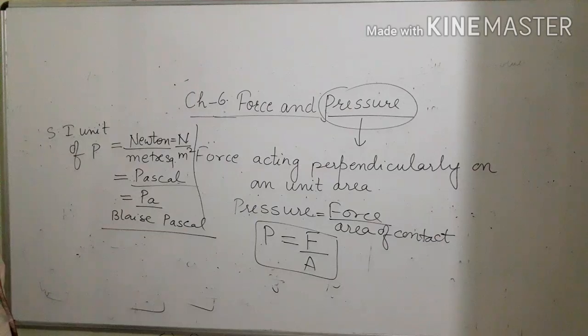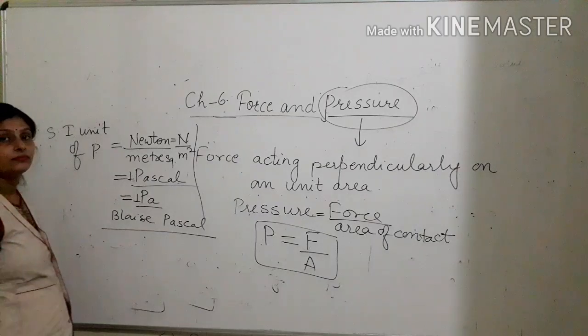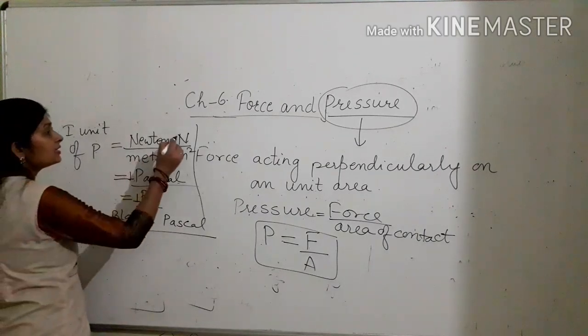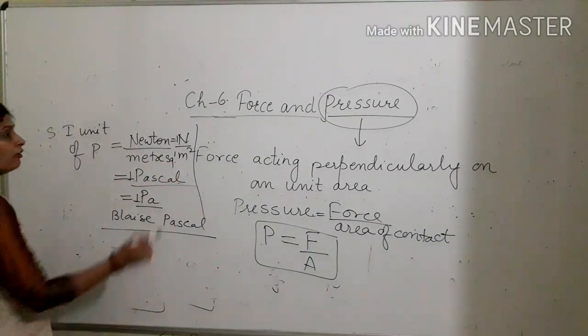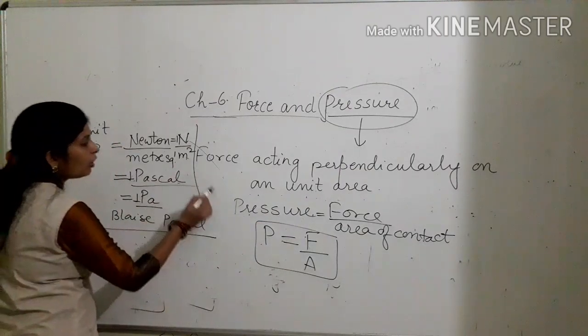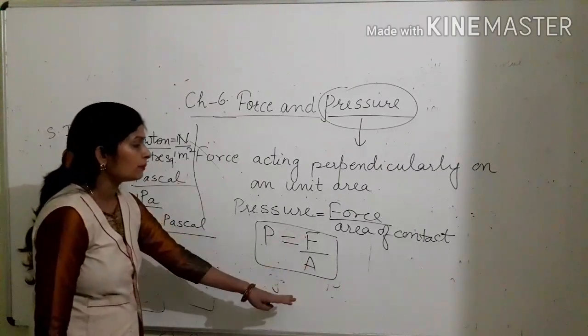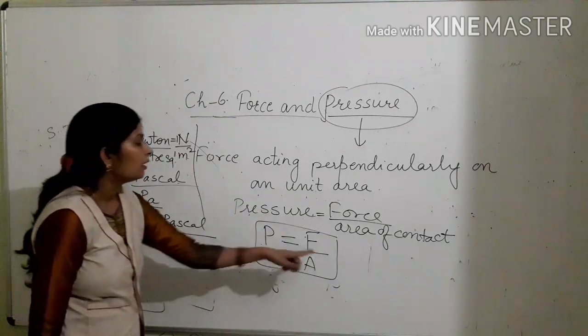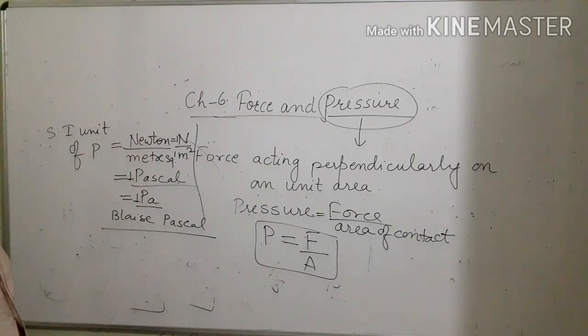If we say that the pressure acting on the object is 1 Pa, meaning 1 Pascal, then what does it mean? It means 1 Newton upon 1 meter square. It means 1 Newton force is acting on the object on an area of 1 meter square. So pressure is equal to force upon area. That force is 1 Newton, upon area 1 meter square. Then pressure is 1 Newton upon 1 meter square, equal to 1 Pascal.